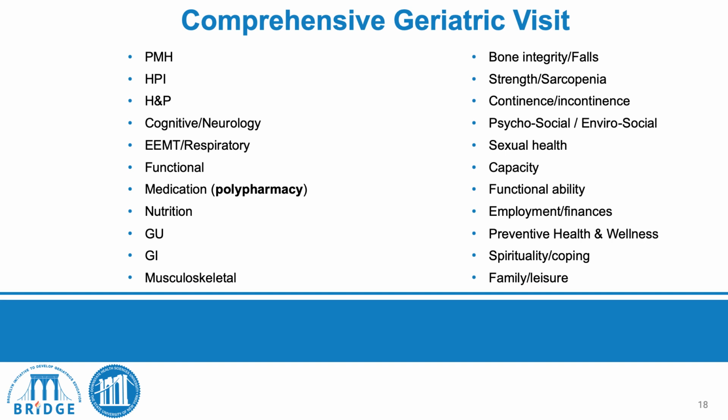Neurology and endocrine assessment, hematology and immunology assessment, infection prevention, preventive health and wellness, spirituality and coping, and family leisure and pleasure activities. Also, as important and sometimes overlooked, is sleep hygiene. How are they sleeping? If they're getting up every hour to go to the bathroom, they're not getting quality restful sleep. Mental health, most important, one of the 4 M's.